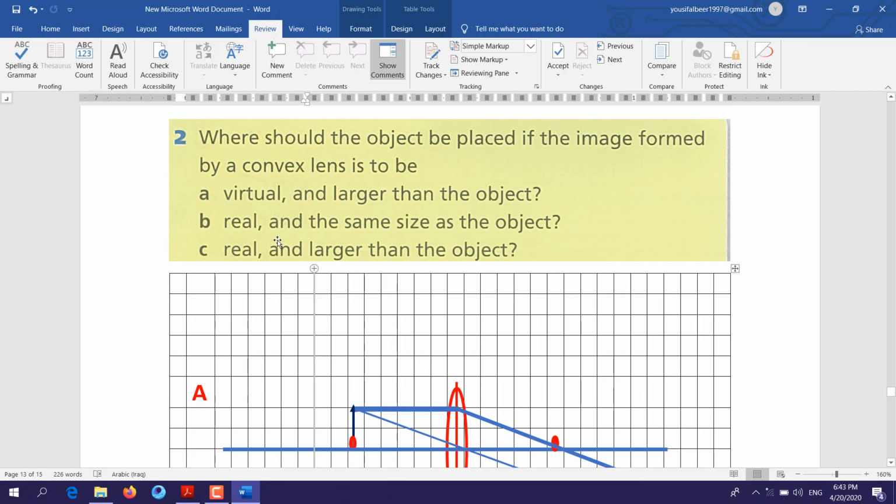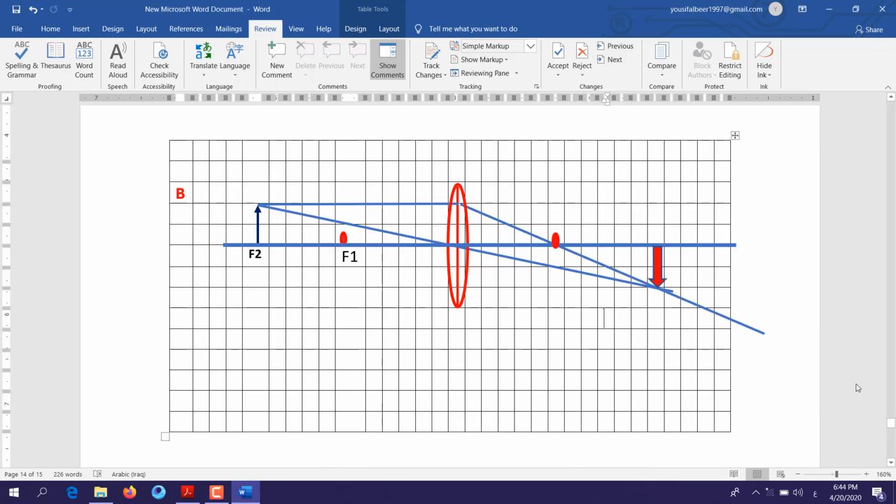B. Real and the same size as the object. The answer for B will be in this way. Where should the position of the object be? In your book, the answer says it should be farther from the principal focus.